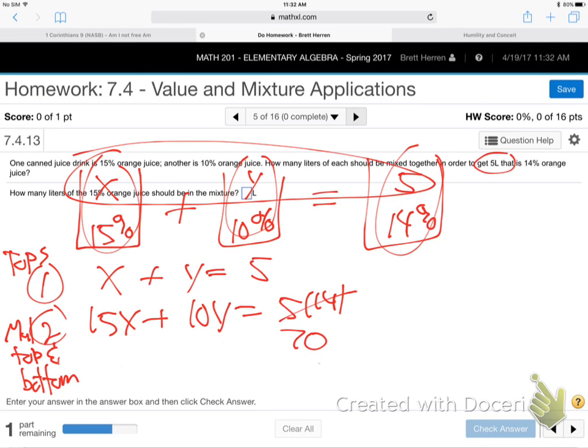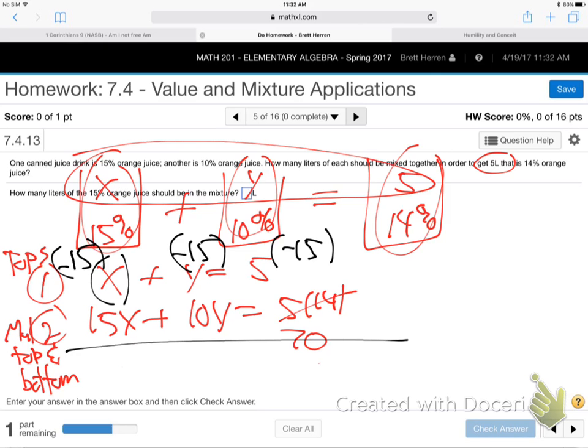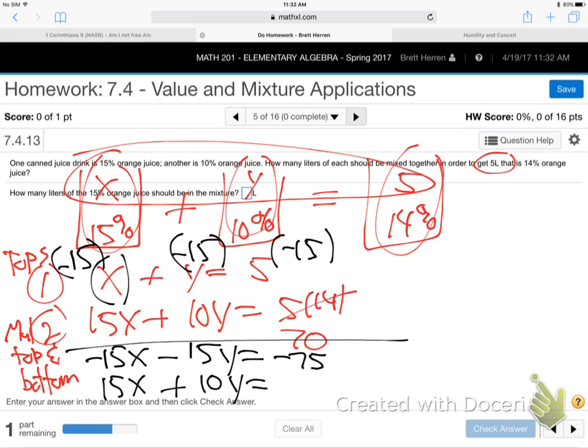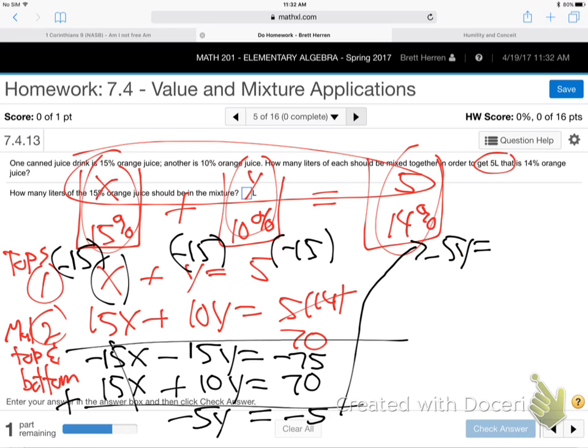Okay, you know the deal now. We need to make the fronts be opposites. So I'm going to multiply by negative 15, negative 15, negative 15. And we get negative 15x minus 15y minus 75. And the bottom one is 15x plus 10y is 70. Add them up. These cancel. Minus 5y is minus 5. Divided by minus 5, y is just positive 1.